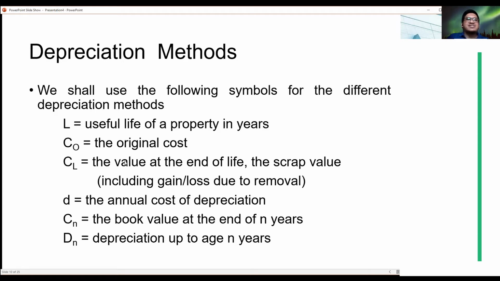Capital C sub N would be the book value at the end of N years, and D sub N would be the depreciation up to age N years. Okay? So C sub N means this is the book value, this is the amount at that specific time, N years. Then D sub N means that is the accumulated depreciation up to that N years.